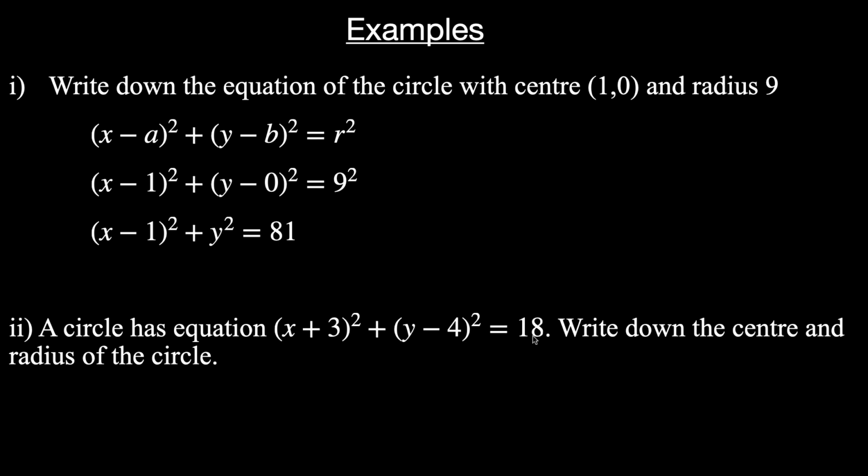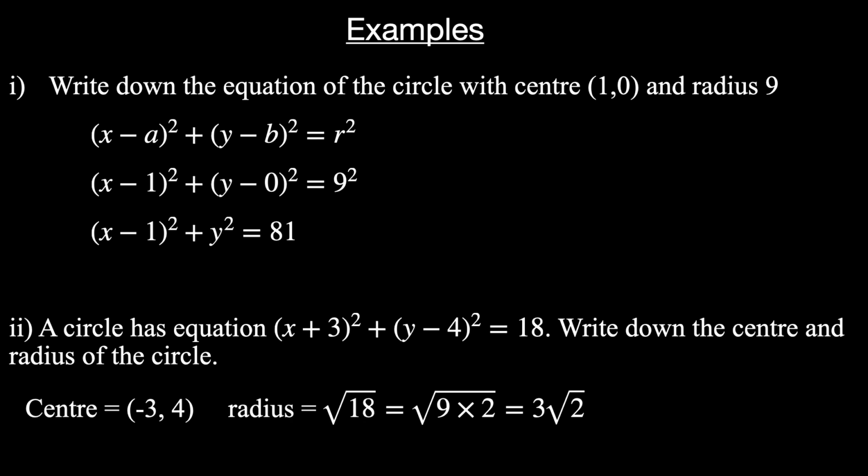And then we need to take the square root of 18 to get the radius. So our center is negative 3, 4, and our radius is the square root of 18, which we can write as the square root of 9 times 2, which is 3 root 2. Remember your surds laws to simplify that surd there.